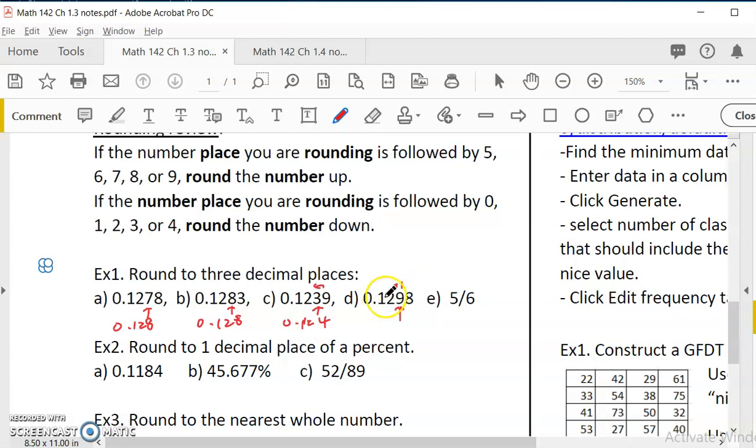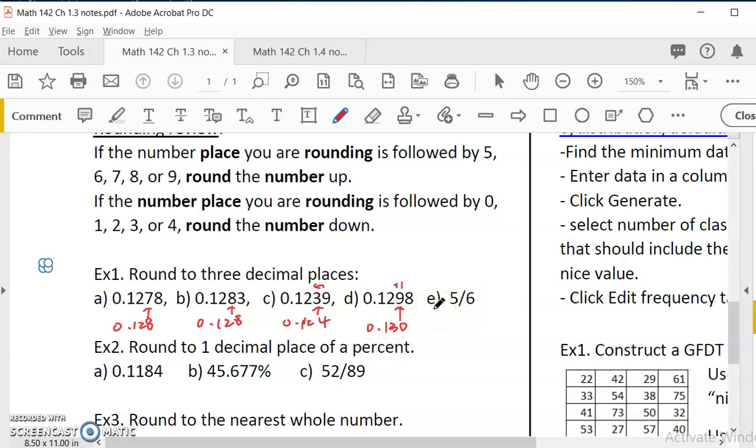If I add 0.129 plus 1 on this place, it will become 0.130. Do not write 0.13. It should be 0.130 for 3 places. What about if it is 5 over 6?